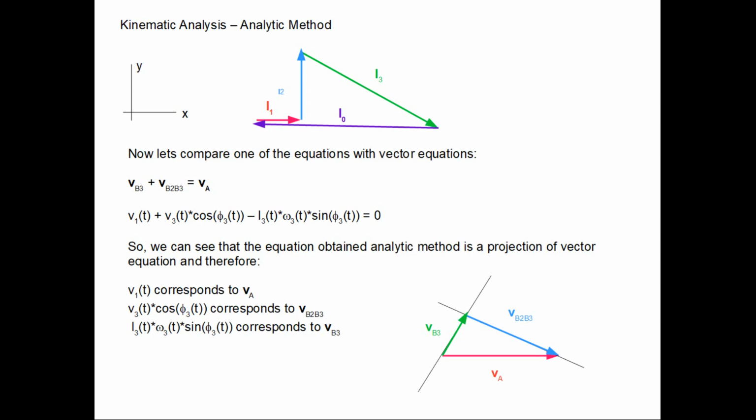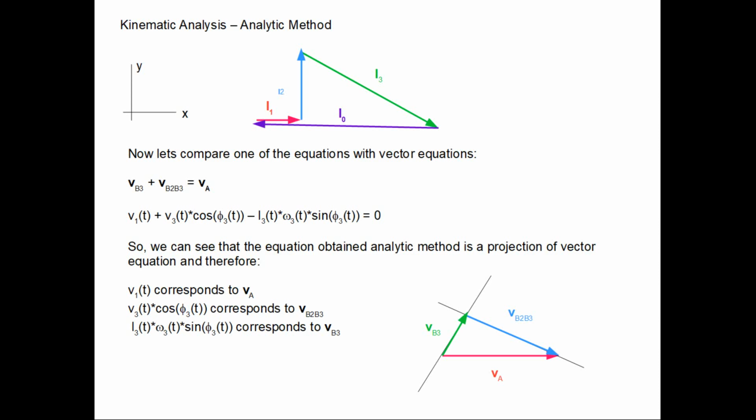So as you can see, when you look at this carefully, you see that v1 of t is the velocity corresponding to va. This is the input velocity. v3 of t times cosine phi3 of t is also a velocity, or a projection of velocity, corresponding to the vb to b3. Why? Because v3 of t is the velocity of a change of length of the vector L3, and this change of length corresponds to the relative motion of a slider with respect to the rod.